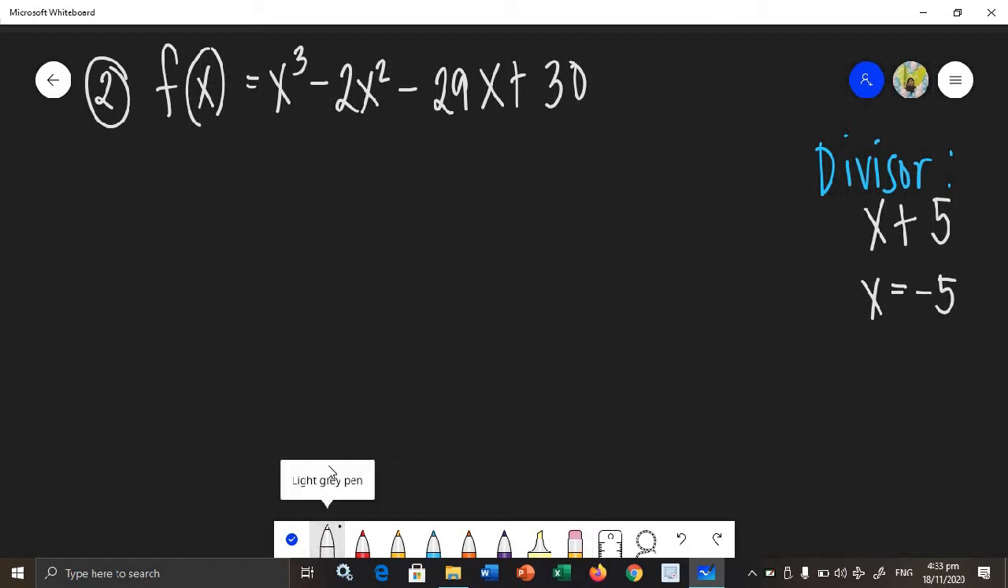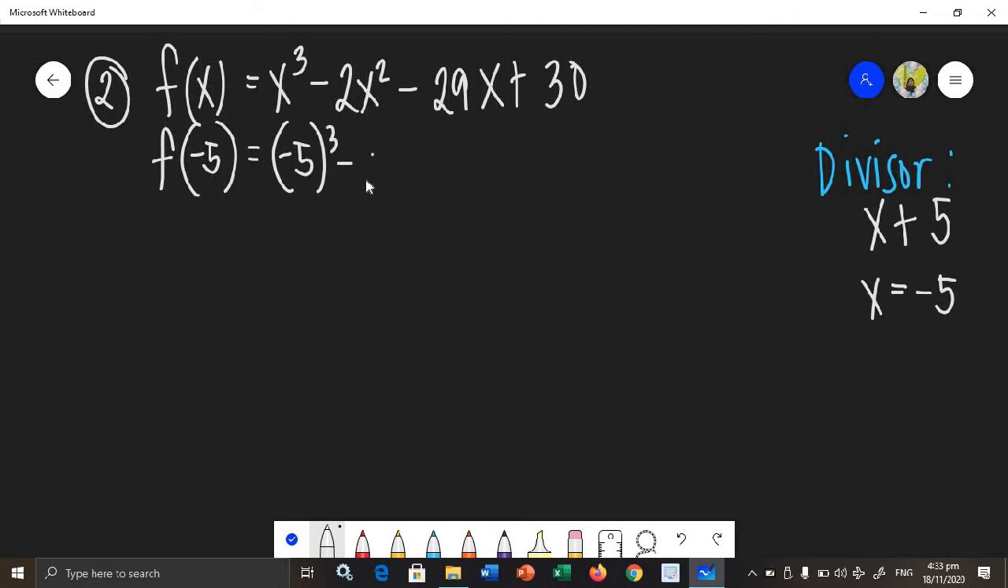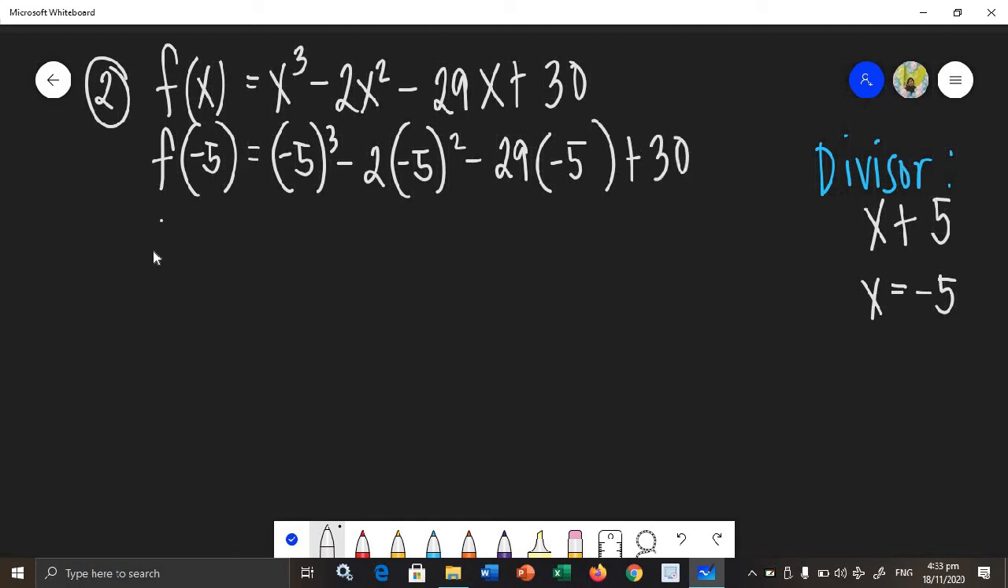Okay? So, now that you computed the value of x, substitute x to all the x's here in our given. So, it will be f quantity negative 5 is equal to negative 5 cubed minus 2 negative 5 squared minus 29 quantity negative 5 plus 30. And then f quantity negative 5.